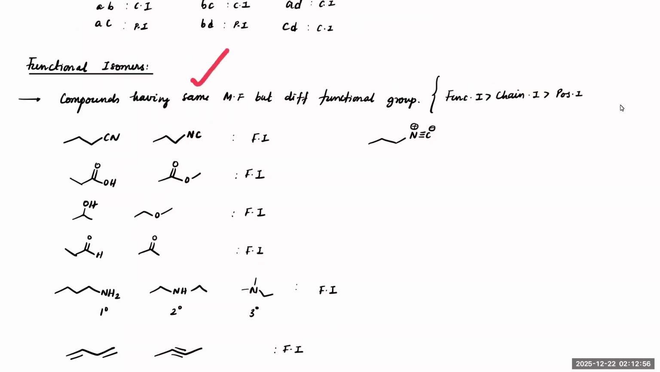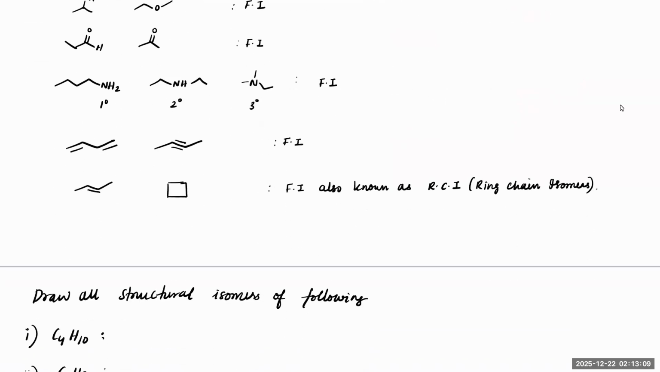Functional isomers, and functional isomers overpower chain or positional in general. So that means if you have a different function altogether, in that case, we call it functional isomers. In fact, the 1 degree, 2 degree, 3 degree amines are also functional isomers of each other. Only in the case of a pi bond and a cyclic structure, instead of using the word functional isomers, we use ring chain isomers.